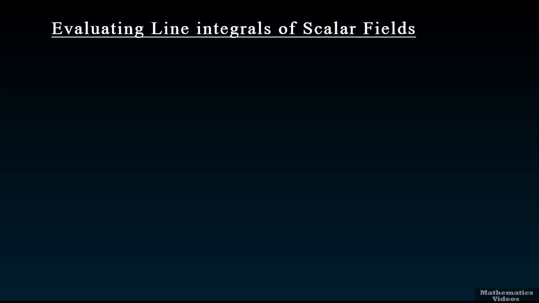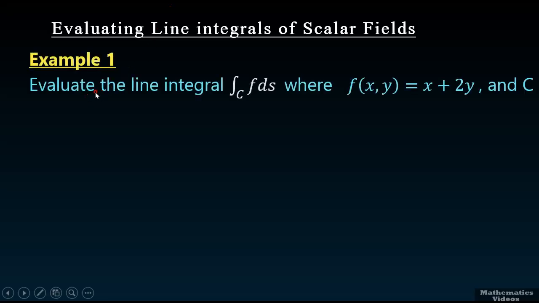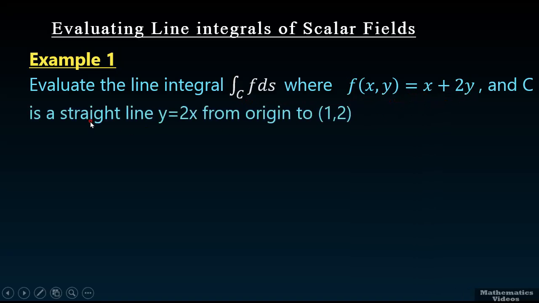After learning the definition of the line integrals of scalar fields and vector fields, now in this lecture we will solve two examples of calculating the line integrals of the scalar fields. In the first example, we will calculate the line integral of a scalar field f over a curve C, where the scalar field f of x, y, z is given by x plus 2y, and the curve C is a straight line y equal to 2x starting from the origin and ending at the point (1, 2).